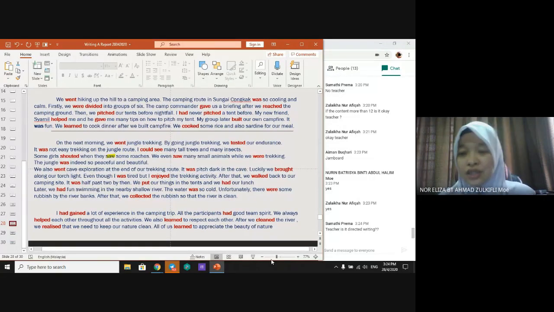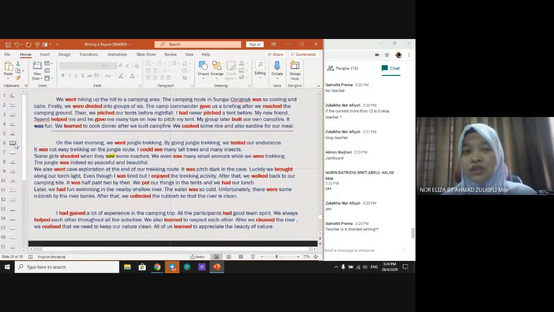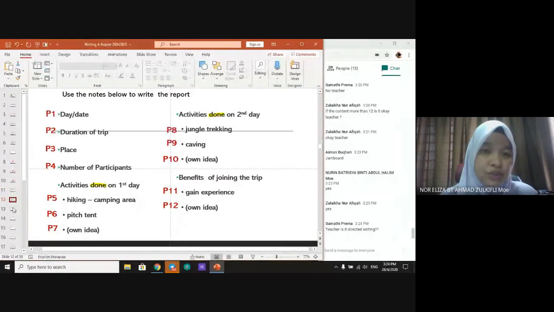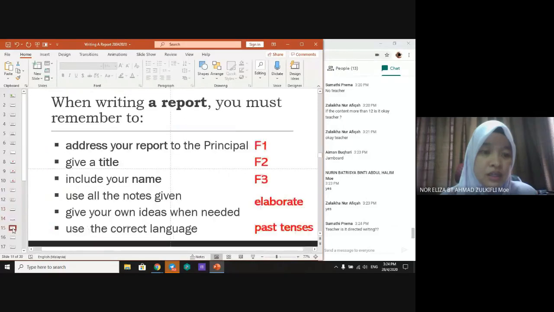Yes, Sumati, this is directed writing. Because if you are writing, it will look like this. Where are we? Hold on. Let me just go back to you on this.